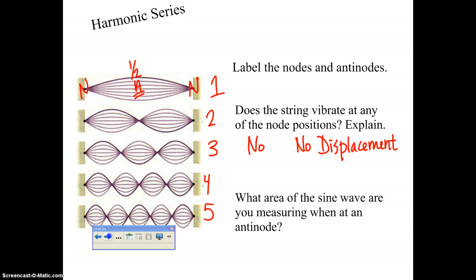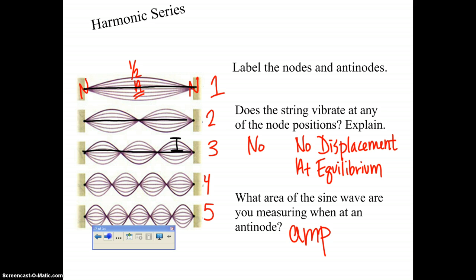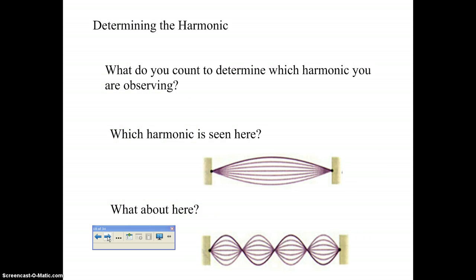More explicitly, you are at what position, guys, if you have no displacement? Equilibrium. Okay, what area of the sine wave are you measuring when you're at an antinode? Well, if you had no motion, this is your equilibrium line, agreed? So what value is it that you're going to be measuring to see what your antinodes are? What's that other A word? Amplitude. Height of a wave from equilibrium position.